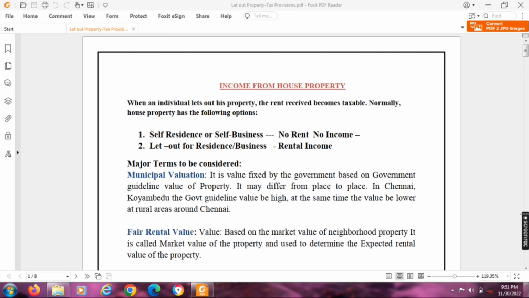First one is municipal valuation. What is municipal value? It is value fixed by the government based on the government guideline value of the property. It may differ from place to place. Second one, fair rental value. Based on the market value of the neighborhood property, it is called market value of the property and used to determine the expected rental value of the property.